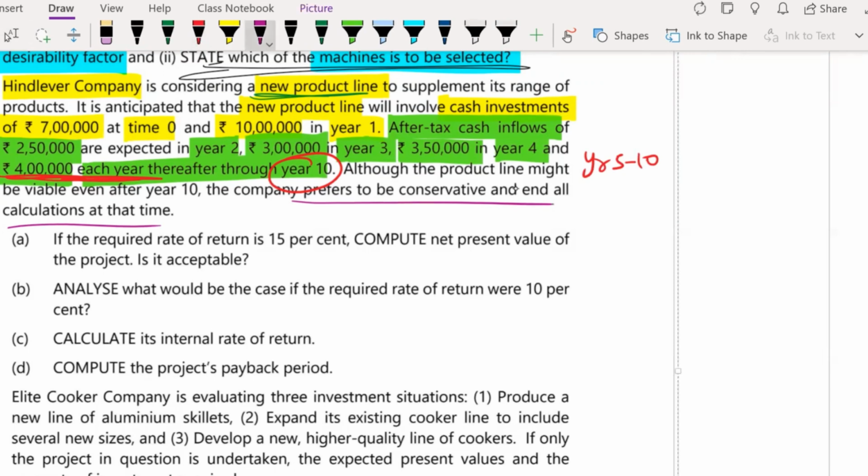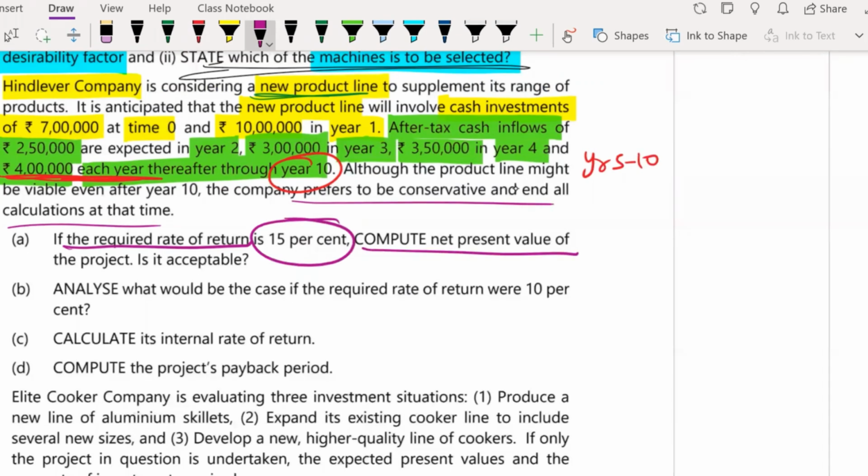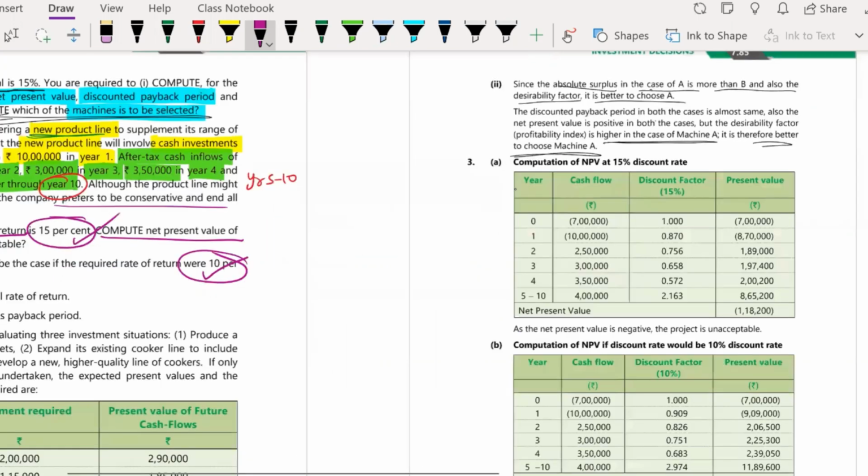Now they are asking you, if the required rate of return is 15% per annum, compute NPV of the project. How easy is this question? They have given you cash outflows, they have given you cash inflows. Cash inflows, you have to discount it and bring it to the present value, and that discount rate will be 15%, and you have to find out your NPV. That's it. And the same way in the B question also, the return is 10%. So same what you did in question number A, you have to replace it at 10% and do for question number B. Now let's quickly see that.